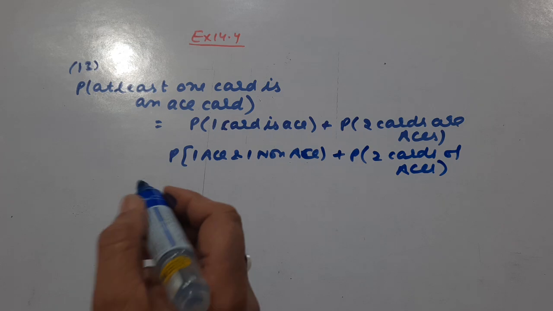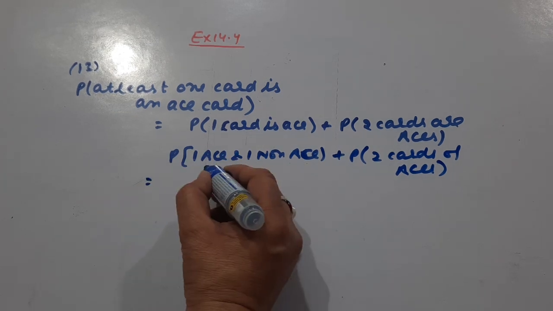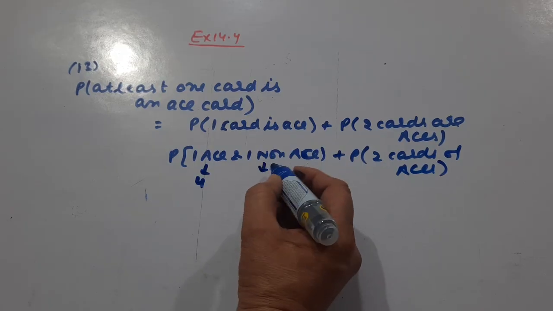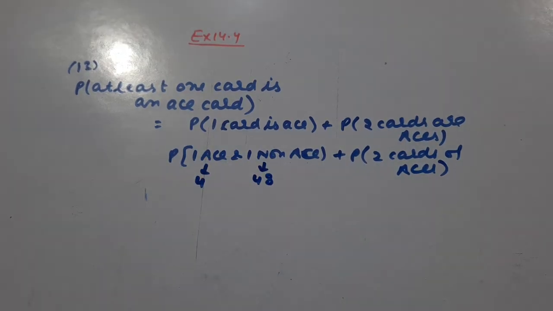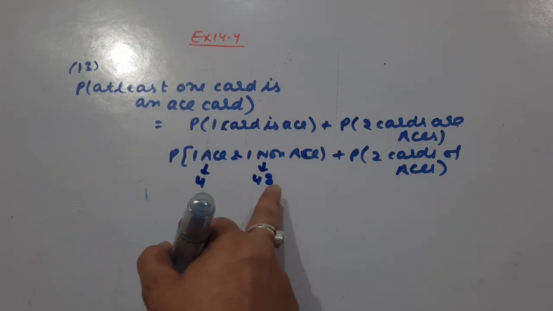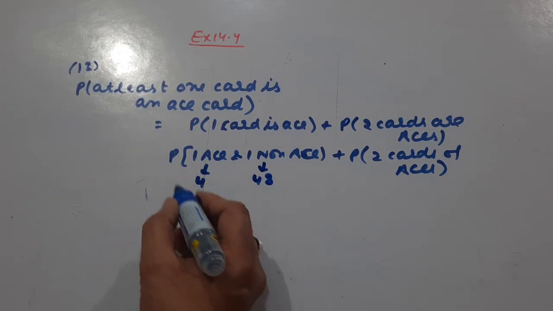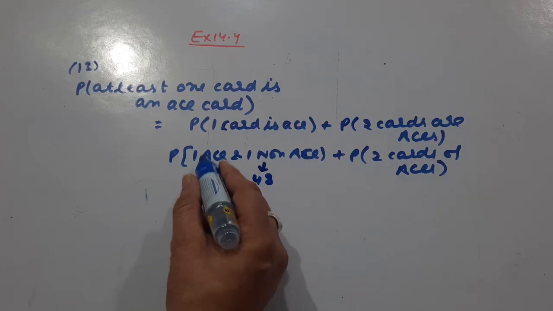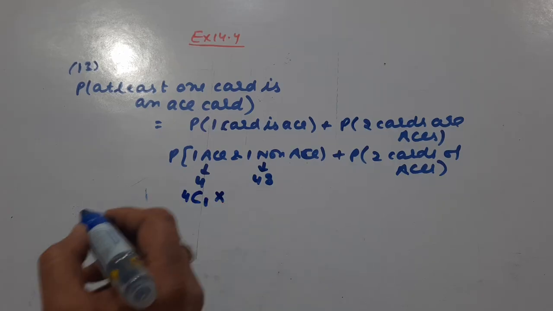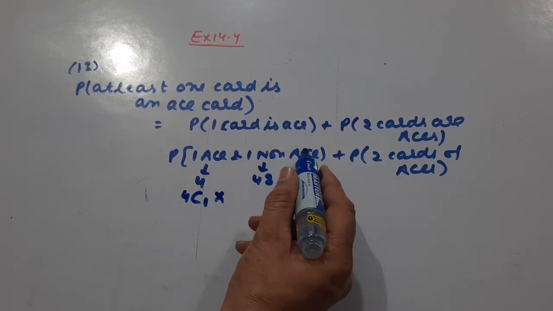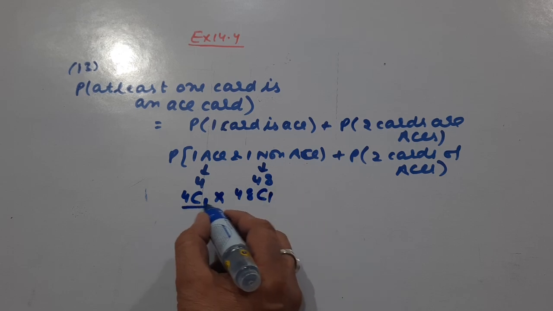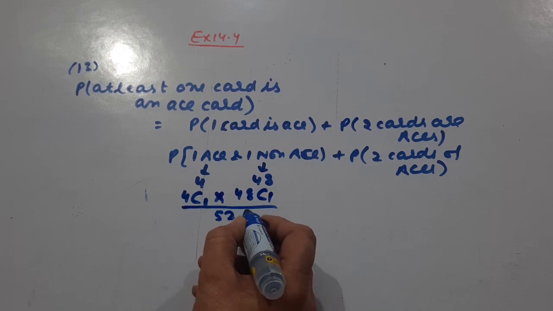Now one card is an ace. We know we have four aces and non-aces means 48. Aces को छोड़ के बाकी जो बचते हैं they are non-aces. So four cards are aces and 48 are non-aces. To find the probability, we have to draw one card out of four, and that can be drawn in 4C1 ways, and one non-ace card out of 48 can be drawn in 48C1 ways, upon 52C2.